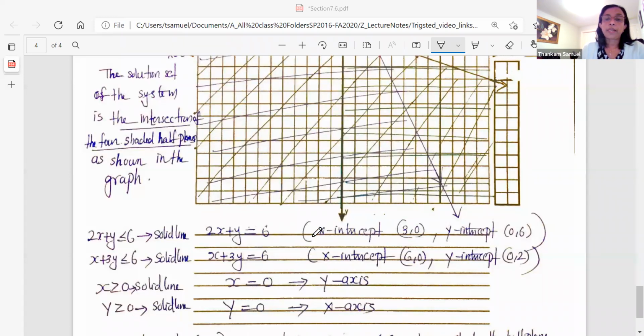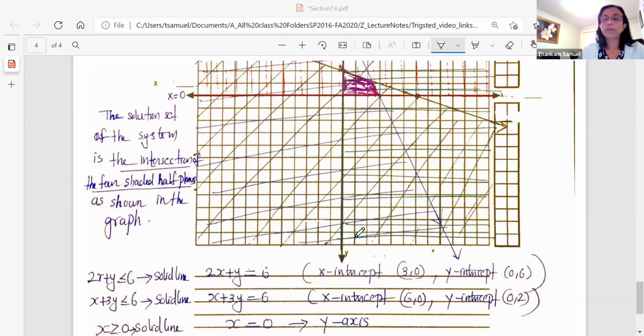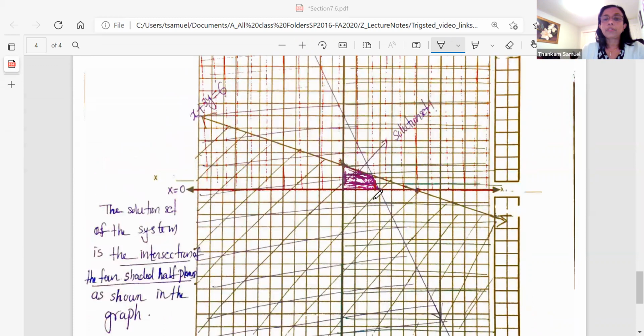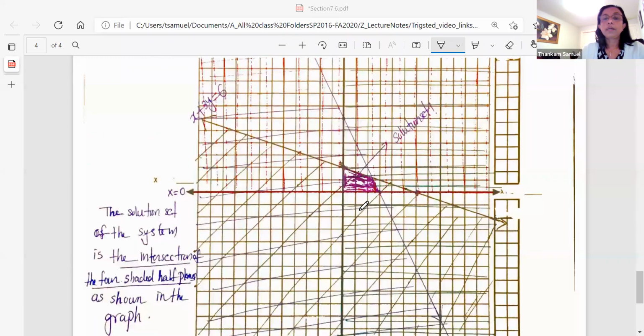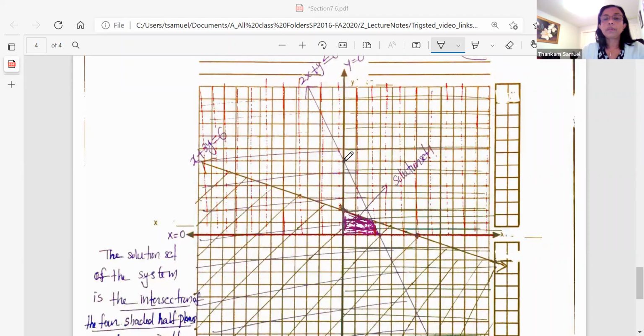To find the x-intercept, set y equals 0, so 2x equals 6. To get x, divide both sides by 2, so x equals 3, so the x-intercept is (3, 0). To find the y-intercept, set x equals 0, so this term becomes 0, y equals 6, so the y-intercept is (0, 6). We can use these two points to graph this equation, so we plot (3, 0) and (0, 6). So we'll get the graph of the equation 2x plus y equals 6 as this line.